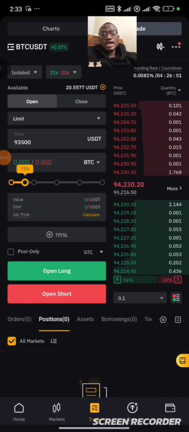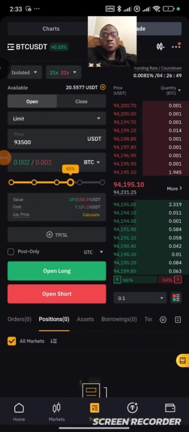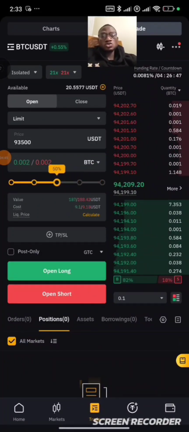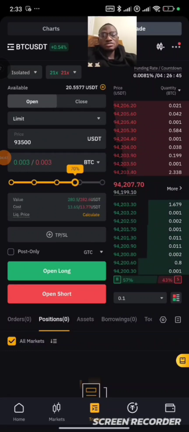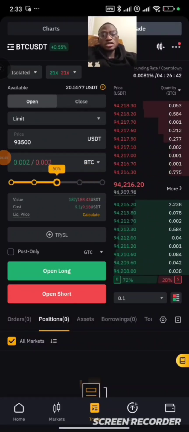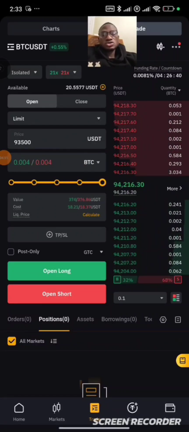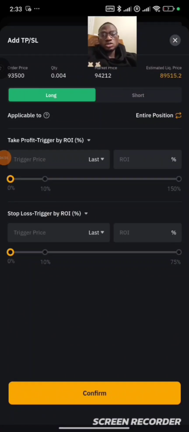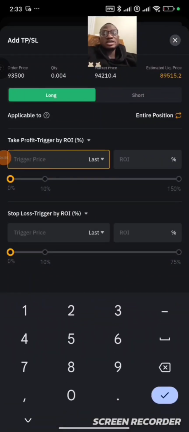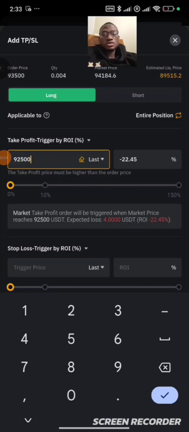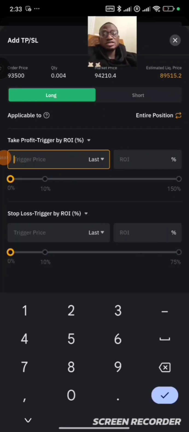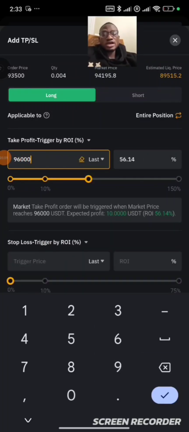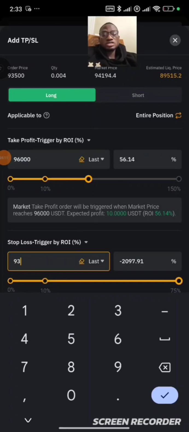Then I will drag this. If I want to use my whole balance, I will drag it to 100%. If I want to use a small part, you can see as I'm dragging it, the amount is changing underneath. So I'll be using everything here. Then you can set your stop loss also. My entry price is 93.5, so I can put my stop loss, I always try to use 1000 below, at 92.5. The first one is take profit, as you can see. Let's say when price gets to 96,000, take profit. This one is 92.5.